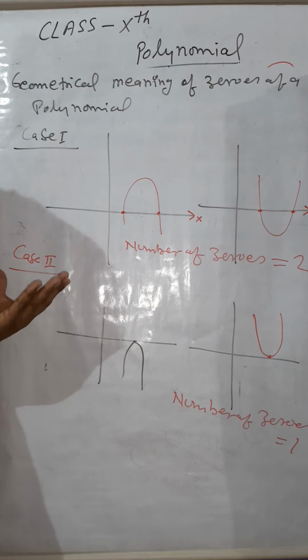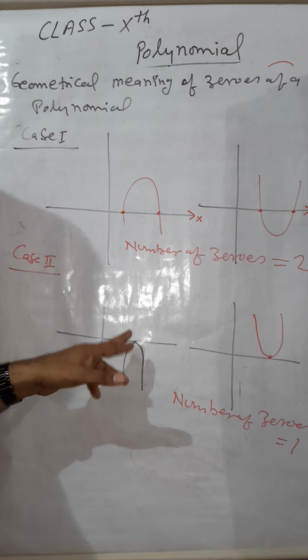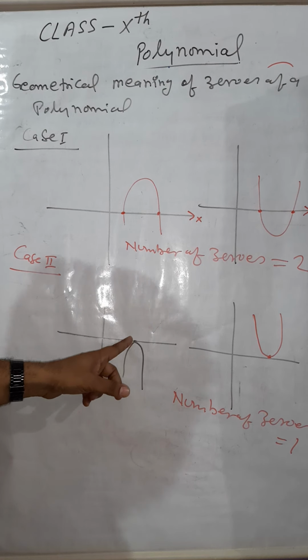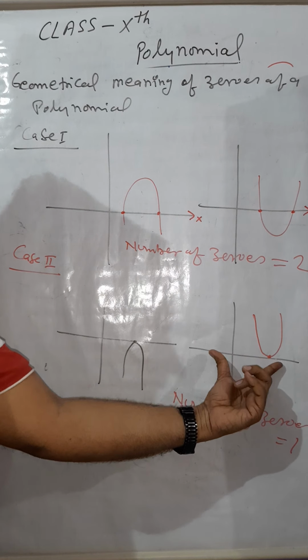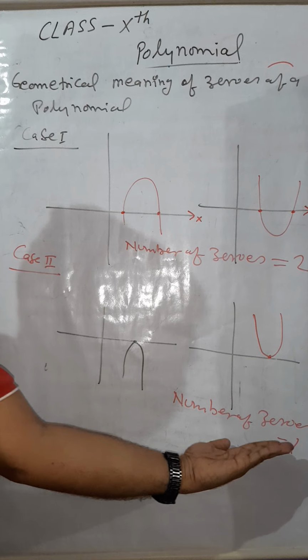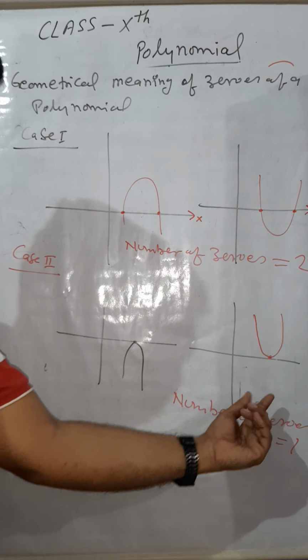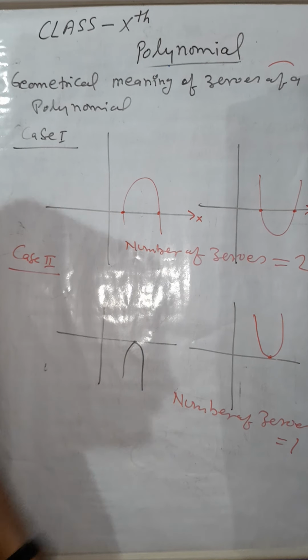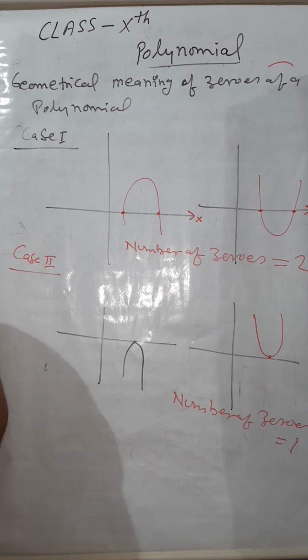Similarly, in case 2, this just touches the x-axis at 1 point, and in this figure it also intersects the x-axis at 1 point. So the number of zeros is 1. We have a few more cases.